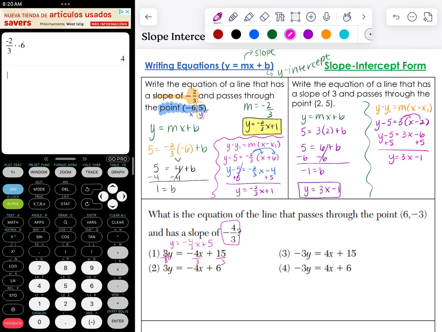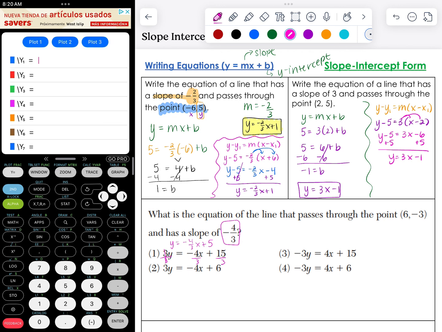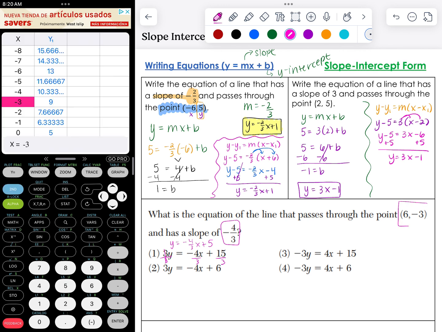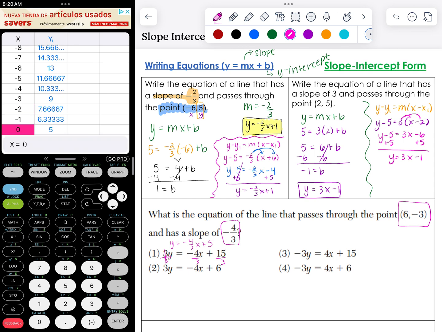So now what we could do is plug that into our y equals in the calculator. So negative 4/3 x plus 5. And when I go to the table, I'm going to look and see, is this point in my table? And I'm going to scroll down until I get to the 6. And we see that 6 is with negative 3, so choice 1 is my answer. So first step here, we want to get y by itself.